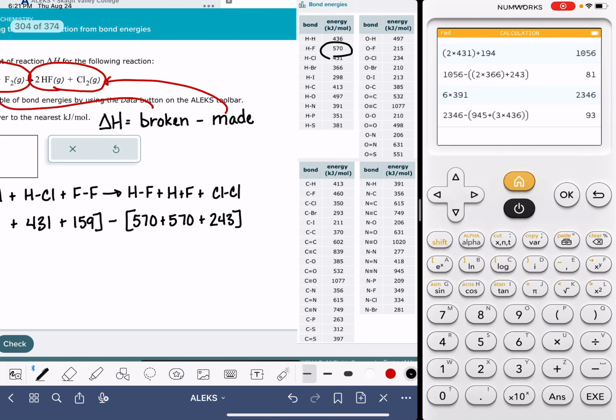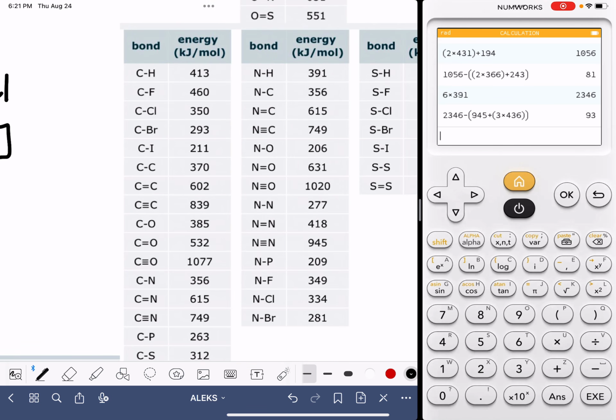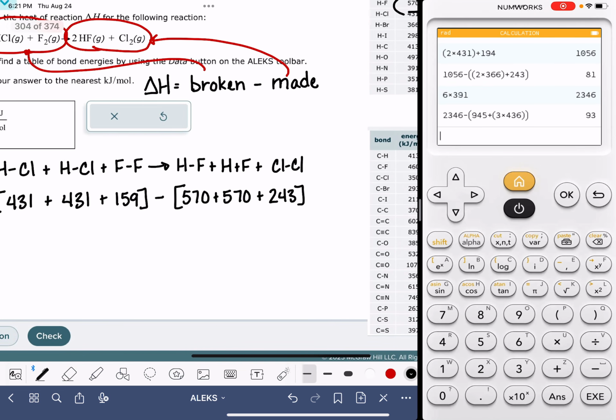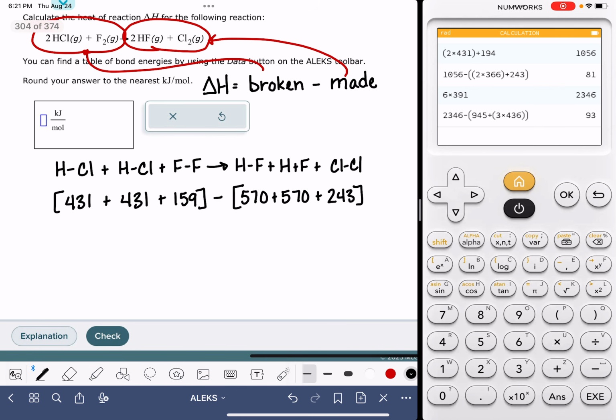One of the things I do want to point out to you is that there are different energies for double bonds versus single bonds. So that is something you want to pay attention to when you're looking these values up. That didn't come into play on this particular version of the problem, but it did on some of the other problems that I was looking at before making this video.